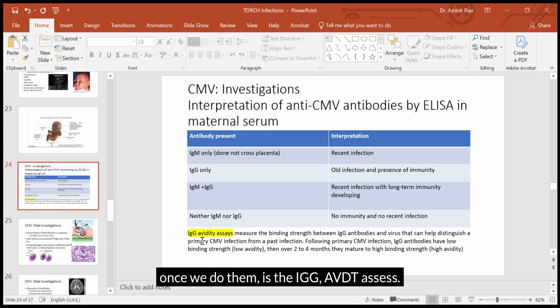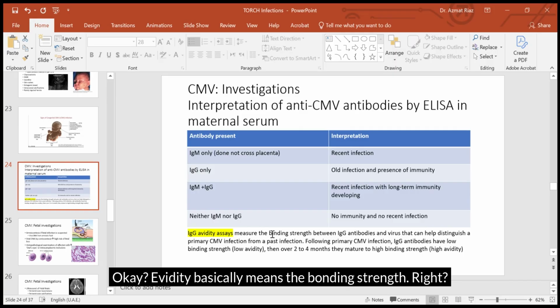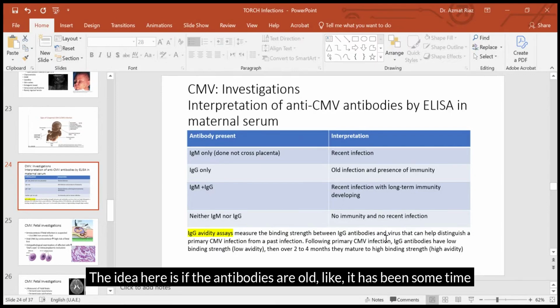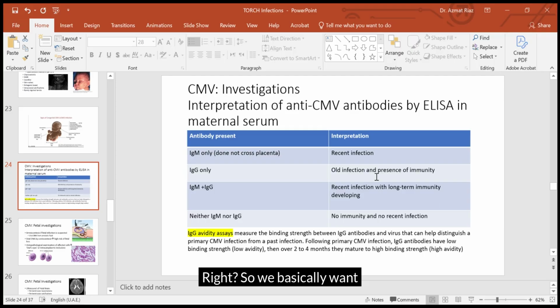It is the IgG avidity assay. Avidity basically means the bonding strength, right? So it measures the bonding strength between the IgG antibodies and the virus. The idea here is, if the antibodies are old, like it has been some time since they were produced, like in the second situation, it's an old infection.